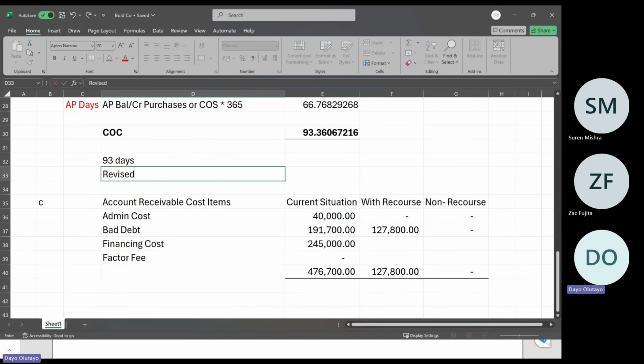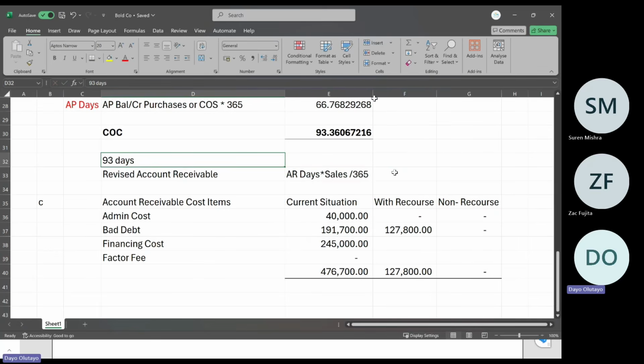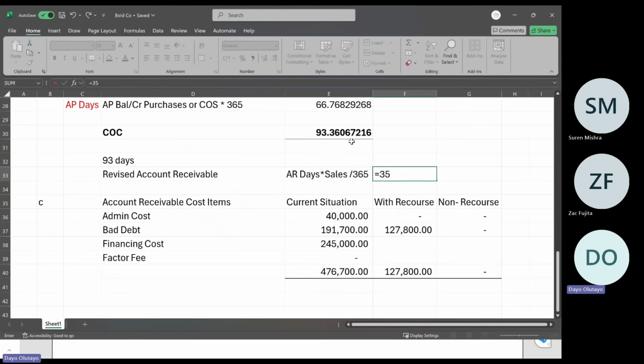So with the factor, revised account receivable, using that formula, will be equal to account receivable days multiplied by credit sales divided by 365. Just rearranging that formula, that's what we've done, and put that into place. The guy said it will reduce our receivable to 35 days. And our sales will not change.